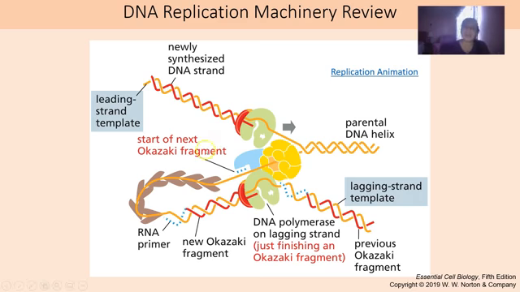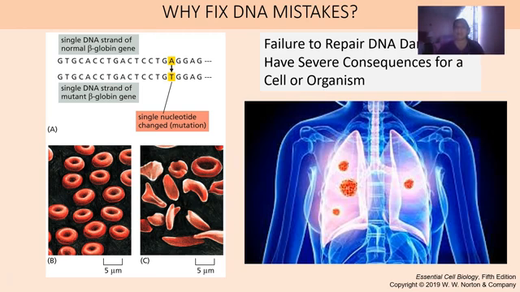And when this machinery is in full form working to replicate this enormous amount of material, billions of base pairs, there are bound to be mistakes. So there has to be a system in place to fix those mistakes when they happen, primarily because there are dire consequences to leaving those mistakes in place.